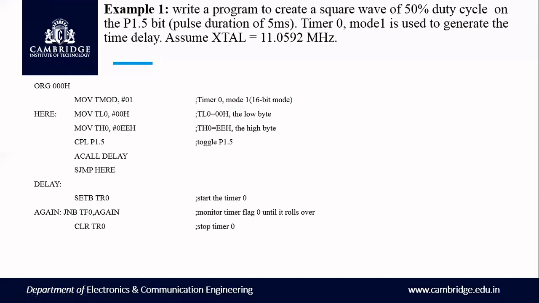Here we need to clear TR0, which means stop the timer. Then clear the timer flag for the next round. Then we need to write RET, to return to where you branched from. So it will go to SJMP here. RET, after completing the subroutine for generating the delay, will go to SJMP. SJMP here, so again you are loading. Continuously it will be running, and in that it will be toggling. So this is the code which is going to generate your square wave.